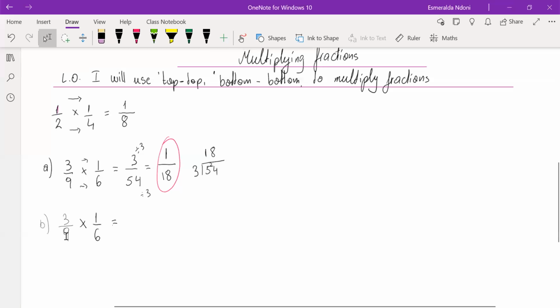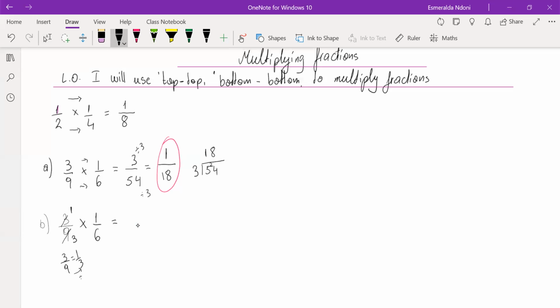Now, 3 9s, can I simplify this fraction at all? This is what you are to ask yourself before you do any operations. Can I find any number that goes into both of them? Yes, I can. 3 goes into both of them. So 3 divided by 3 leaves me with a 1, and 9 divided by 3 leaves me with a 3. So 3 9s is the same as a third.